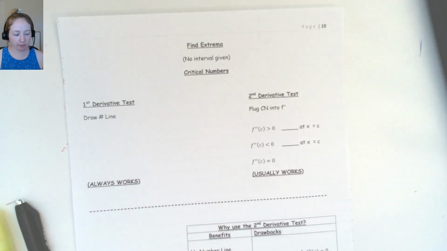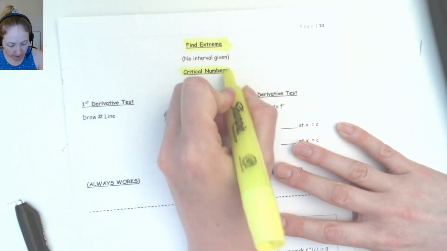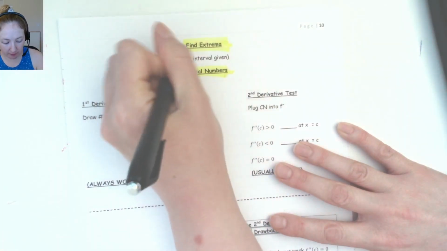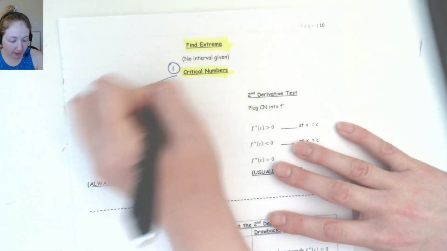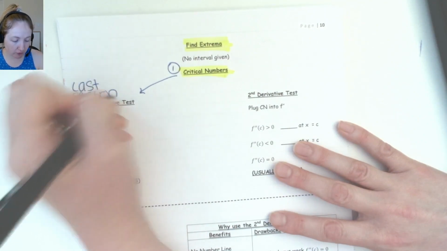All right, so here is where we're at. We have our process for finding the extrema. The first step is always to find the critical numbers. Now, what we did in the last section is we developed the first derivative test.